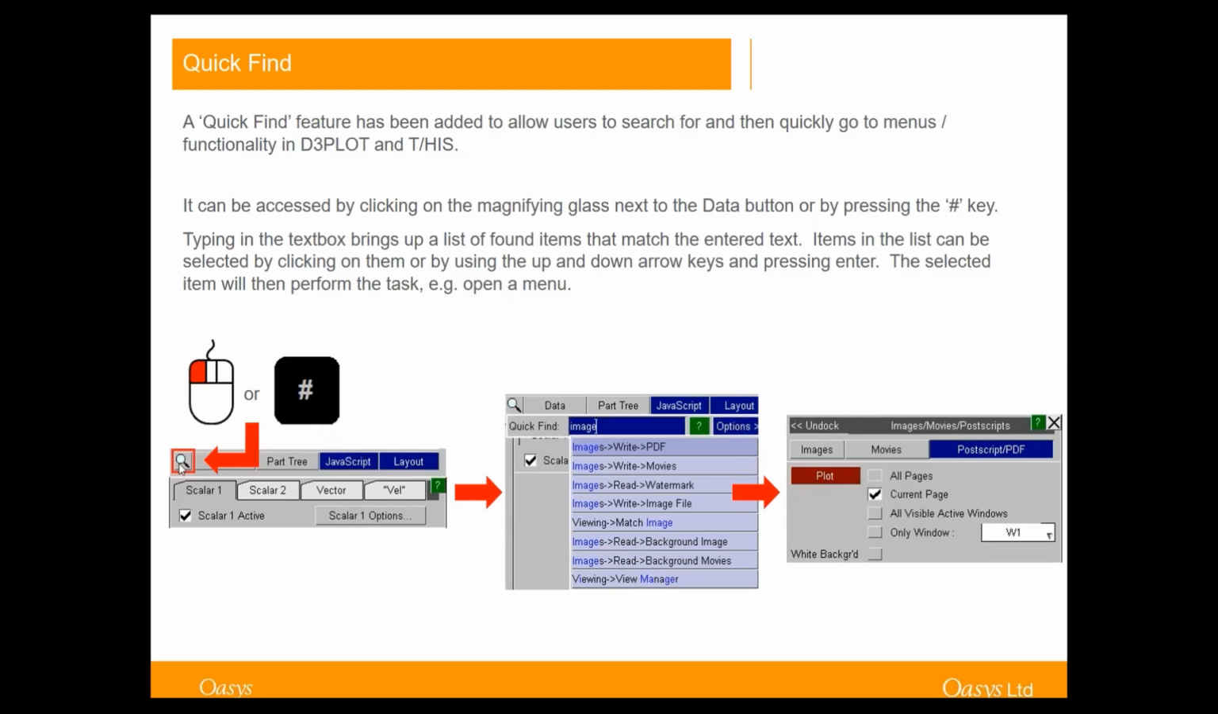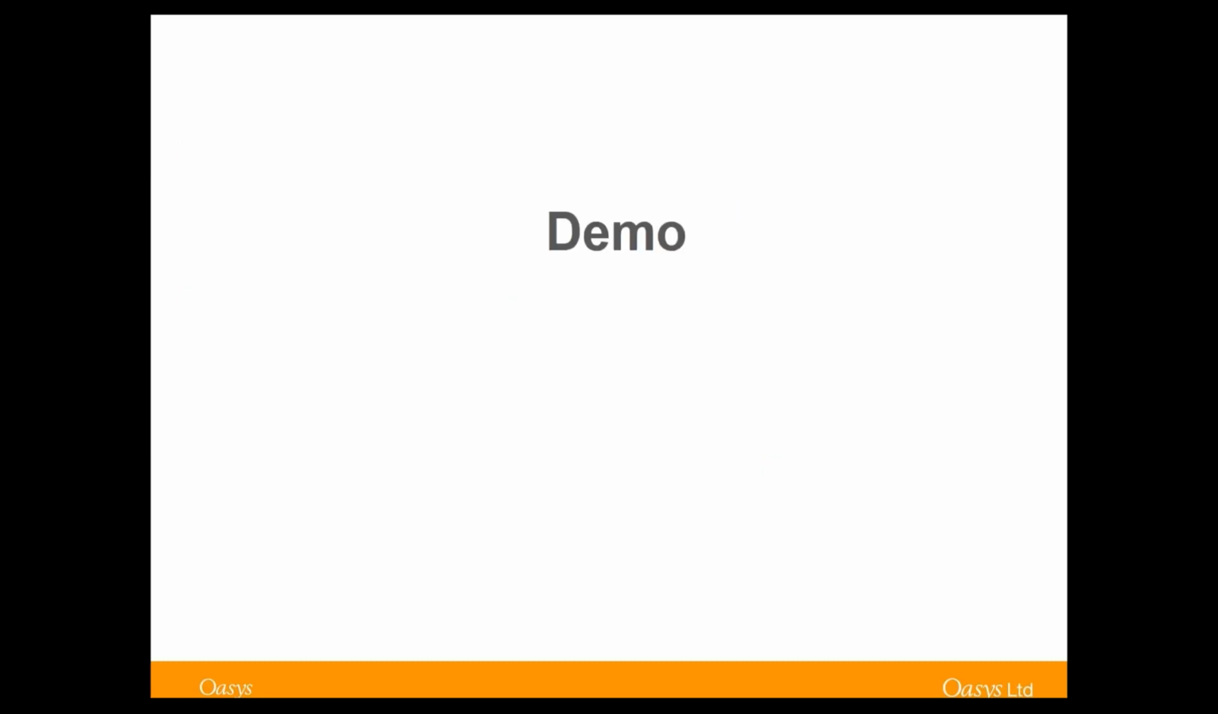Quick Find is accessed by pressing the magnifying glass icon in the right-hand panel, or by pressing the hash shortcut key. When you do this, you'll get a Quick Find text box come up, and if you type into that text box, then Quick Find will bring up a list of functionality that matches your search text, and you can then select from that list and open up the particular menu that you need. So let's have a quick demonstration of Quick Find.